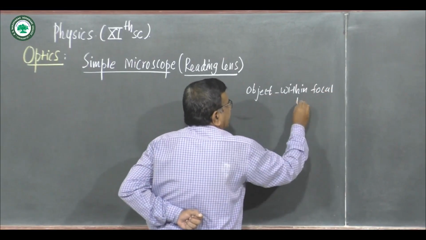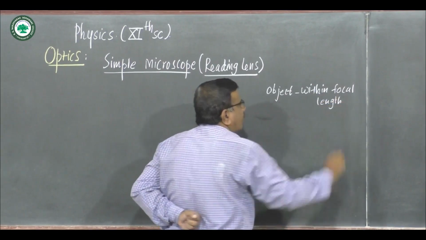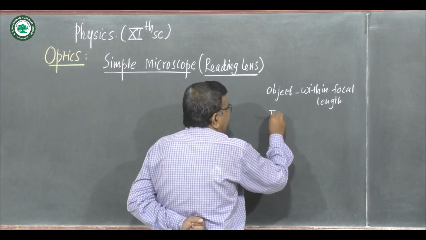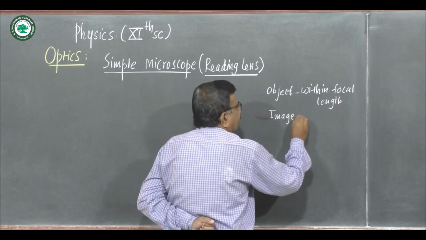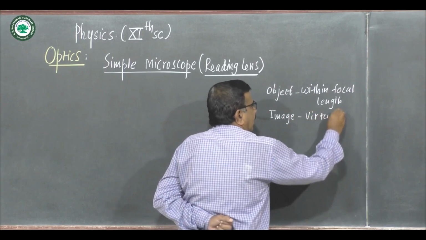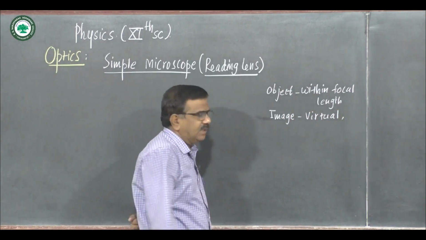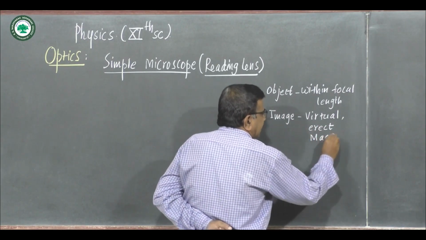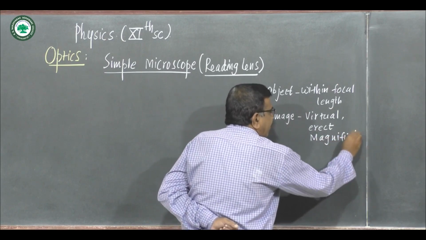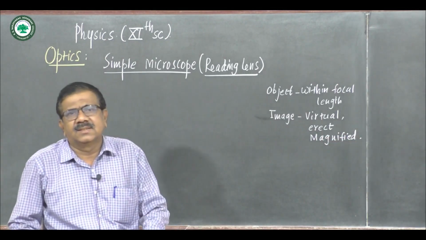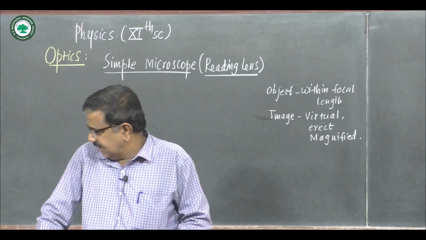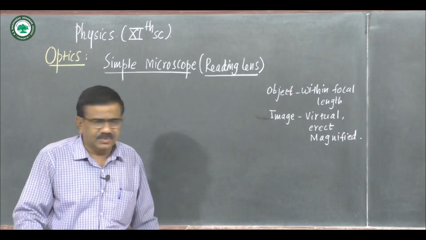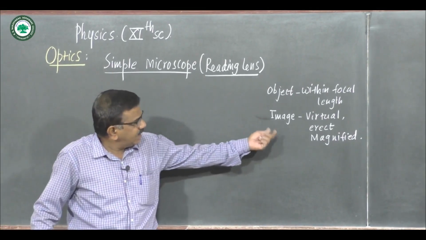Within focal length of the convex lens having small size and small focal length, image formed is virtual, that is, it is not real, erect and magnified, and it is on the same side of the object. The convex lens used in this way is called as simple microscope.